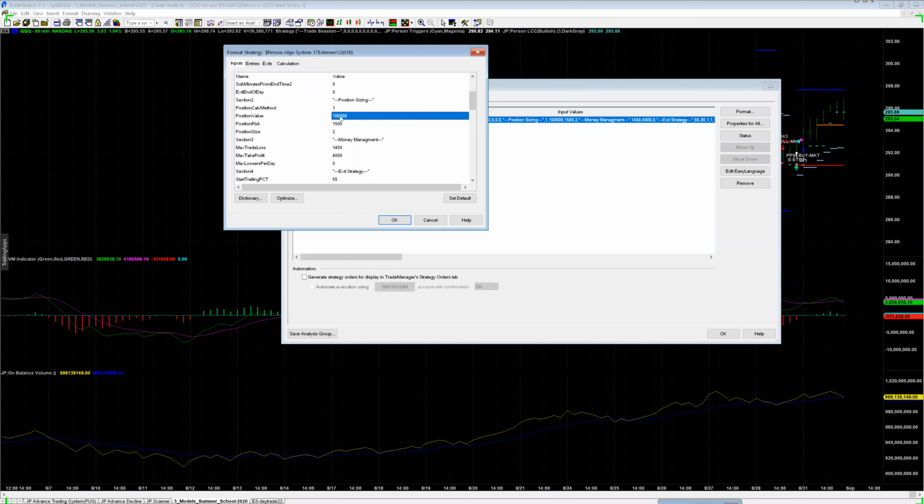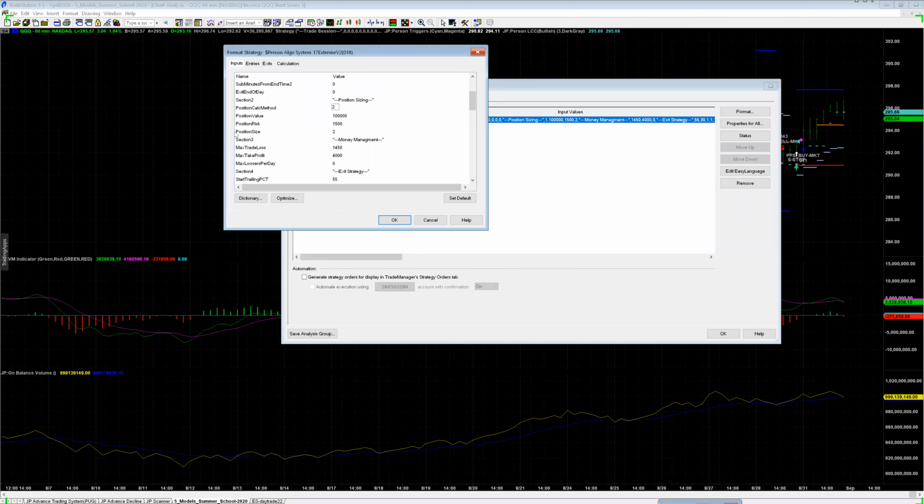1, equity amount. If you're trading 20,000, you can put 20,000. If you're trading $1 million, you can put $1 million. Position risk. I only want to risk $2,000 per trade. If I'm trading in equity on a $100,000 account, I'm risking 2% of my portfolio on that trade, or 1%, whatever. You would punch in position risk 1,000, and then you would position calculate, change that to 2.